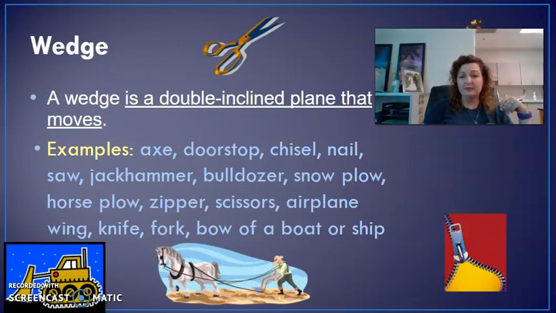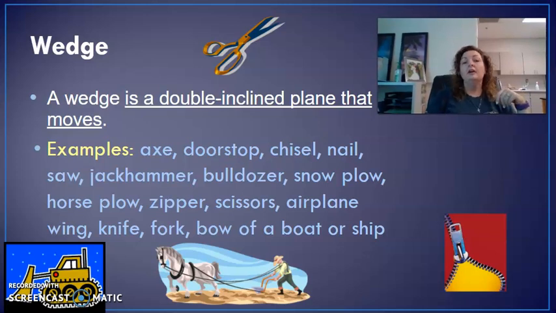Wedges, show you this right here. Let's see. A wedge is a double inclined plane that moves. So we're taking two inclined planes, we're putting it together, and we're moving it, okay? So an axe, a doorstop, we wedge it in the door so the door won't close. Chisel for like chiseling wood. Nails, saw, jackhammer, bulldozer, snowplow, horseplow.